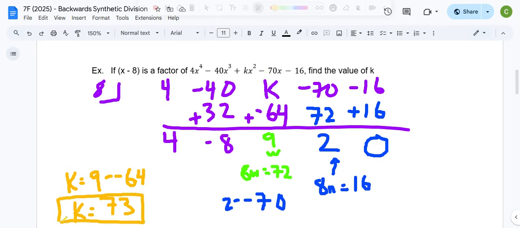All right, so we work it forward until we can't. Then we go to the back, set the remainder equal to 0. Okay, and then we'll just work backwards. So we know that this has got to be 16, and so 8 times this thing has to equal 16, making this 2. We know that negative 70 has to add 72 to make the 2, and then we do the 72 divided by 8 to get the 9. And we'll do 9 minus negative 64 for k.